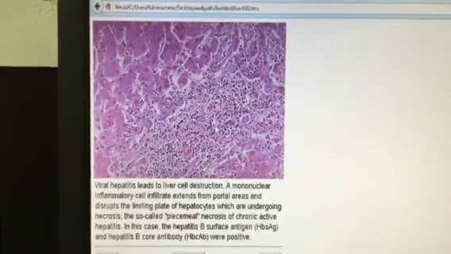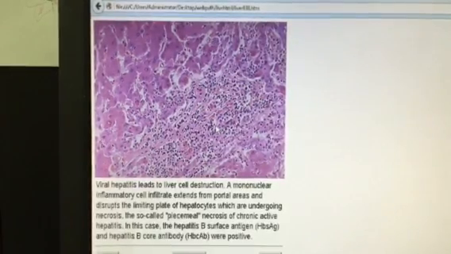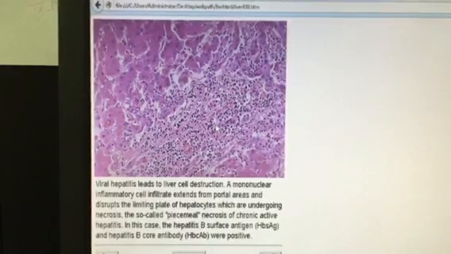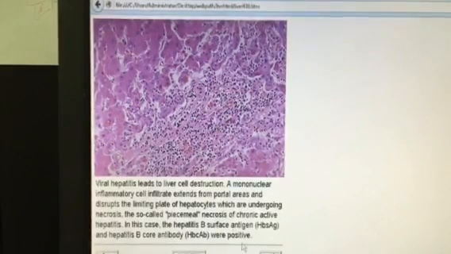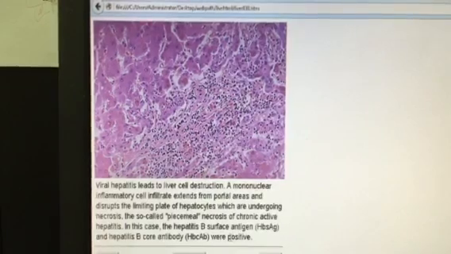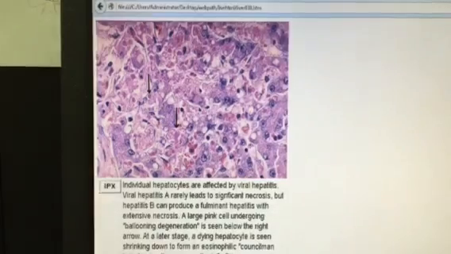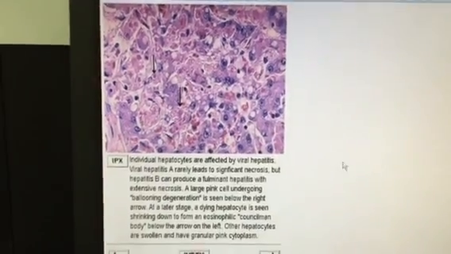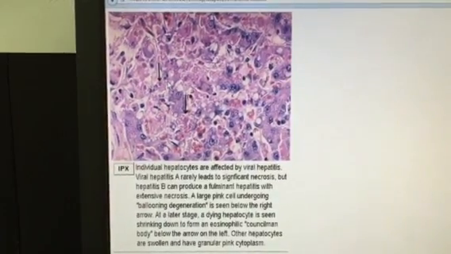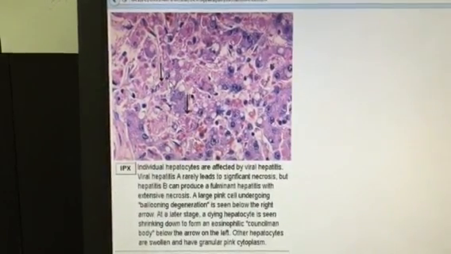It can cause it. How can we differentiate between the other variants of viral hepatitis? By serology, not by microscopy, because all of these can cause the same picture. Only the serology can differentiate between each one. This one, hepatocytes affected by viral hepatitis, causing significant necrosis.